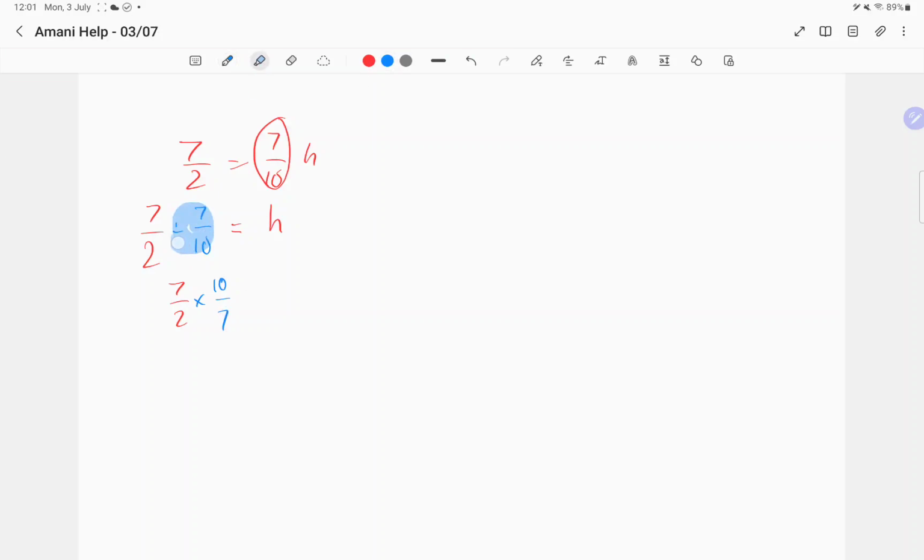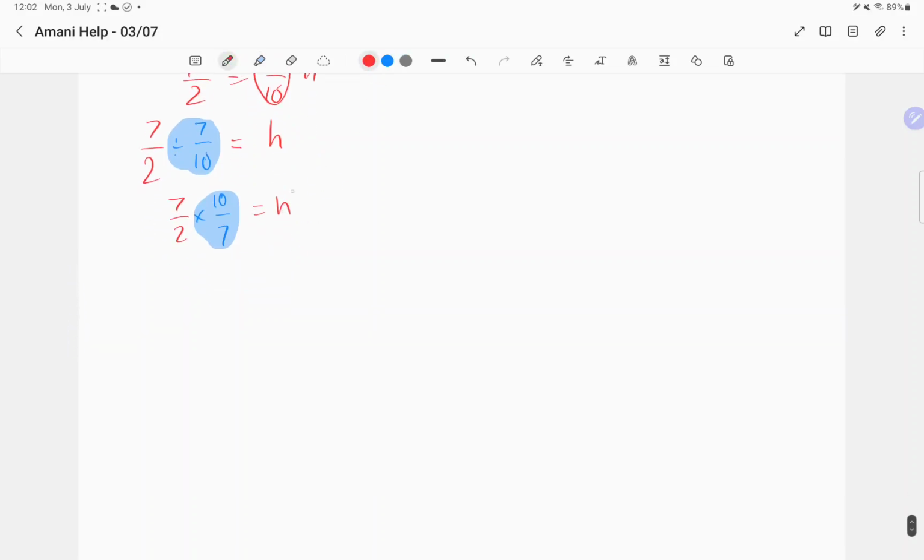Note that only the part after the division gets flipped around, okay, and then the right hand side is just h. When you're doing this multiplication, you can actually try to simplify first. You pick a number on top and a number at the bottom. If it's the same, you divide them by the same number, say 7, right? They will actually cancel out. So then you would get 10/2 equals h, and you can simplify further. You can see that 10 divided by 2 is just 5, so 5 equals h is the final answer.